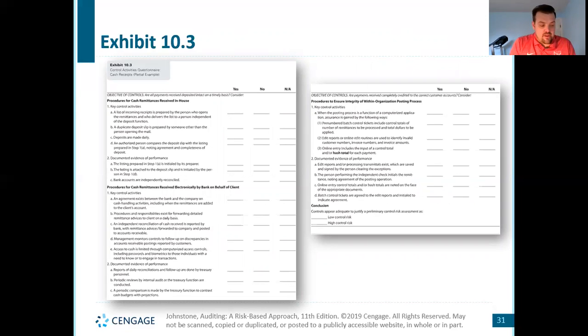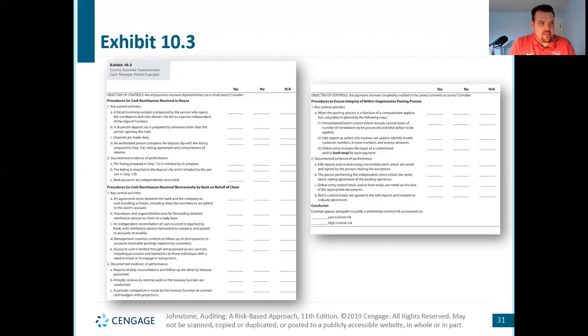So it talks about the procedures for cash remittance. Okay, we're talking about incoming receipts by the person who opens the remittance and who delivers the list to a person independent of the deposit function. So this is just quite literally going step by step into what a separation of duties is for cash remittances. And same thing for most of the rest of them. It's mostly about separation of duties as well as authorization controls and who can do what, and more than one person involved, and where does my risk lie.